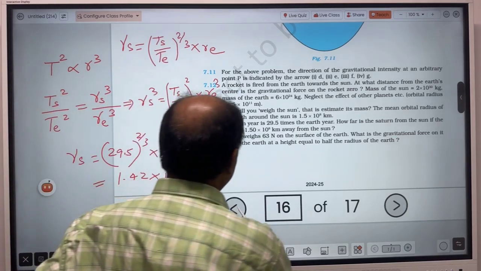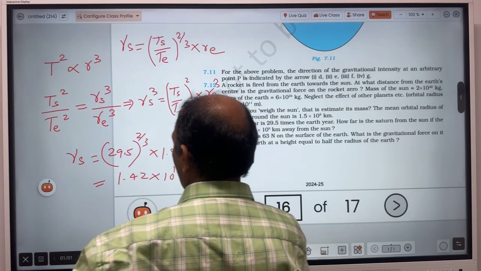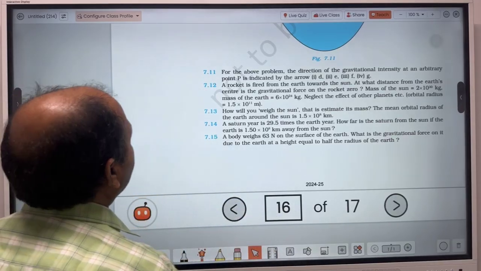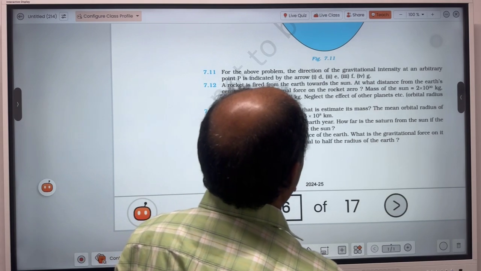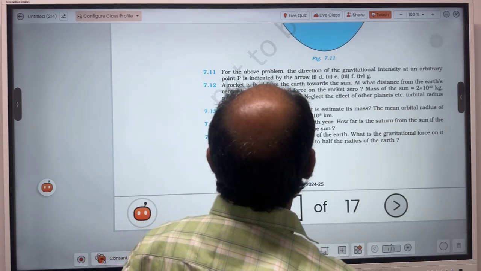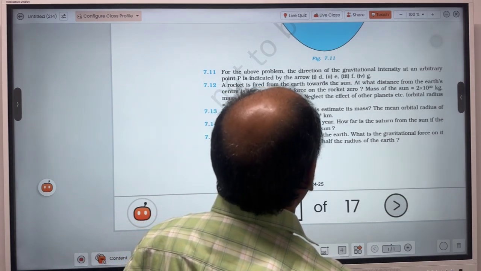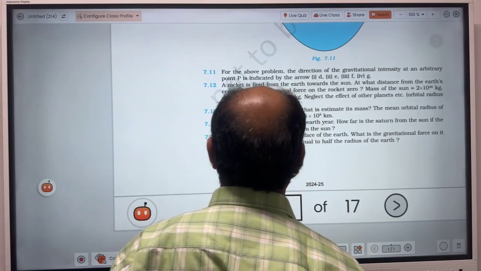What is the next question? It says a body weighs 63 Newton on the surface of Earth. What is the gravitational force on it due to Earth at a height equal to half the radius of Earth?